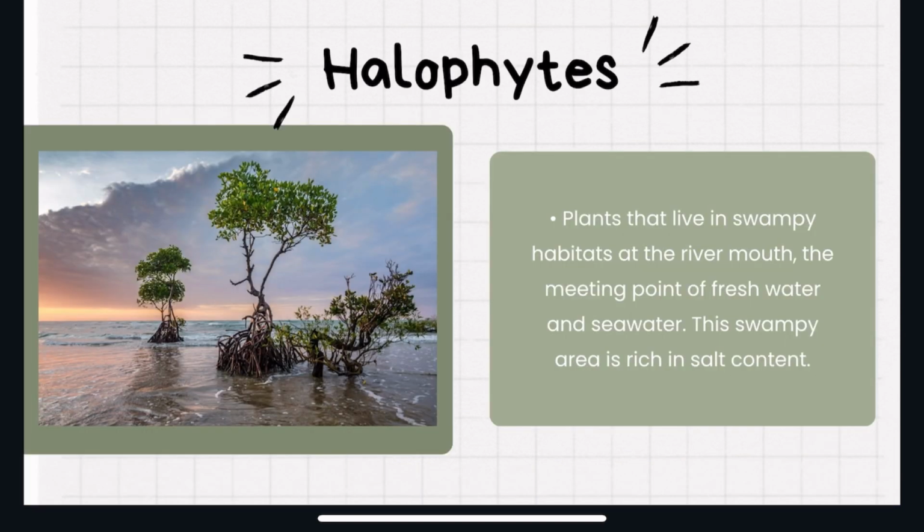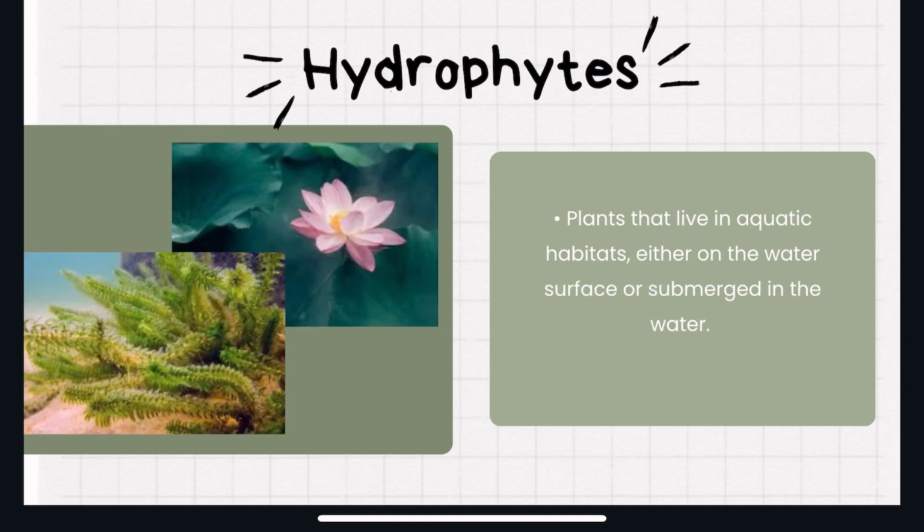Okay, first we have halophyte. What is halophyte? Halophyte is a plant that lives in swampy habitats at the river mouth, the meeting point of freshwater and seawater. This swampy area is rich in salt content. So the example for halophyte is the mangrove tree.